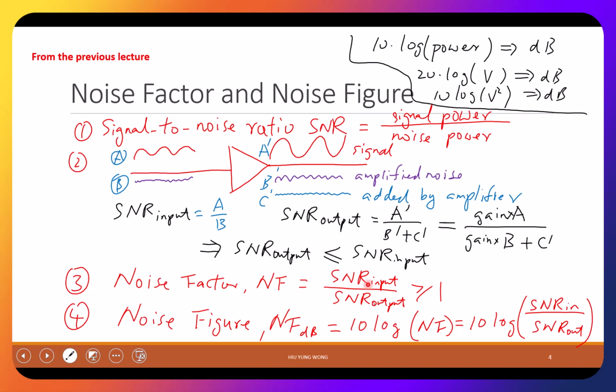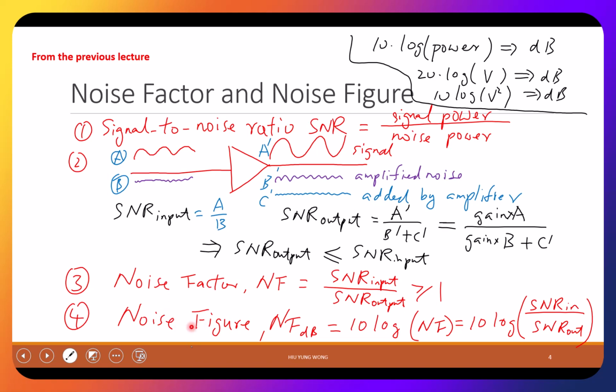Okay, so this one sometimes is confusing. I remember a student interviewed at a big company and they asked him what's the noise factor, and he said it's signal to noise ratio input divided by the output. So somehow the interviewer, the engineer, kept saying that he's wrong. So you see, it's very confusing. Of course, that engineer was wrong, right? It should be input divided by the output. Okay, so do not mess up.